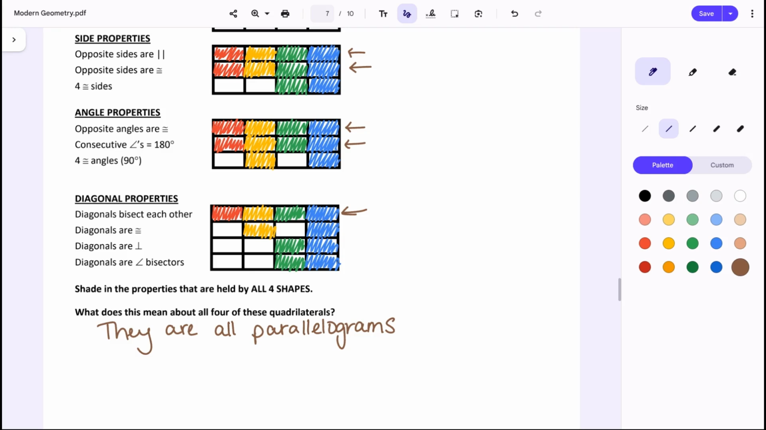Have you guys ever heard the expression, all thumbs are fingers, but not all fingers are thumbs? Has anyone heard that ever in their life? No? Okay, so let's talk about what that means because it kind of helps relay into this, all right?